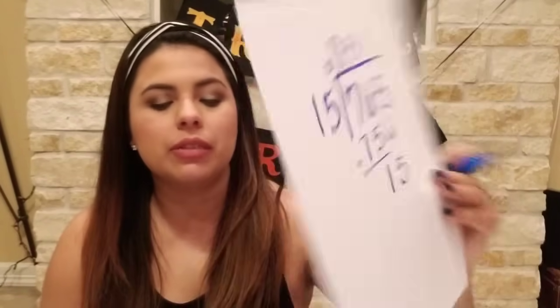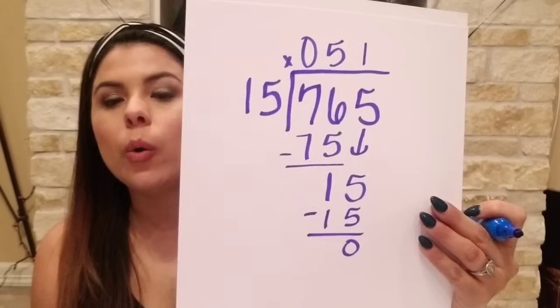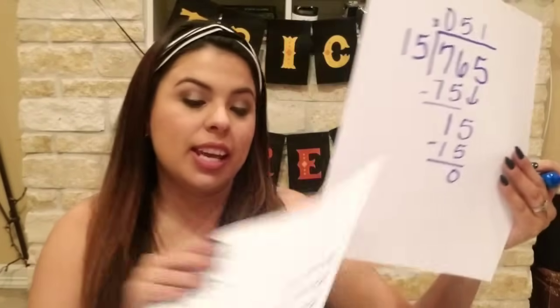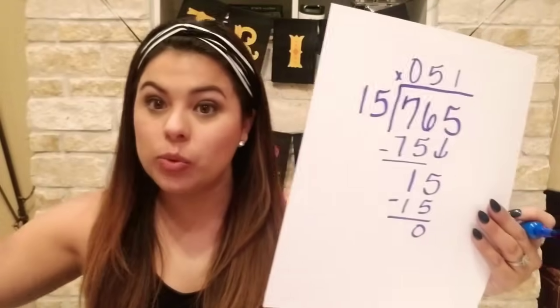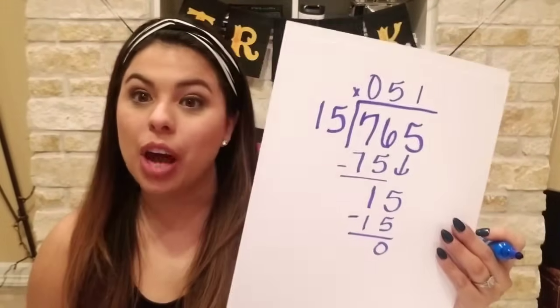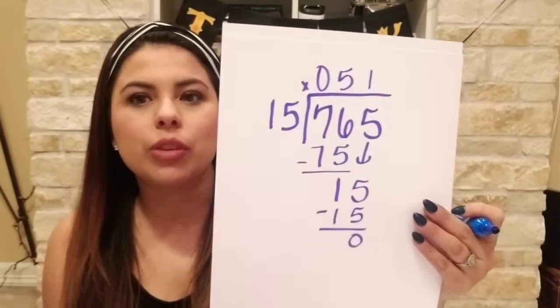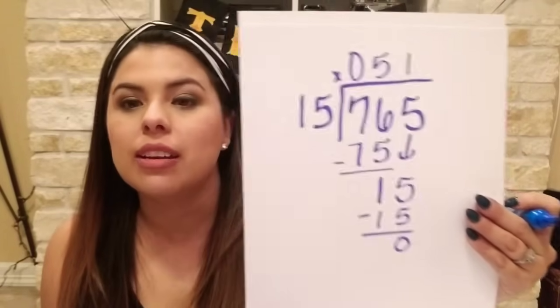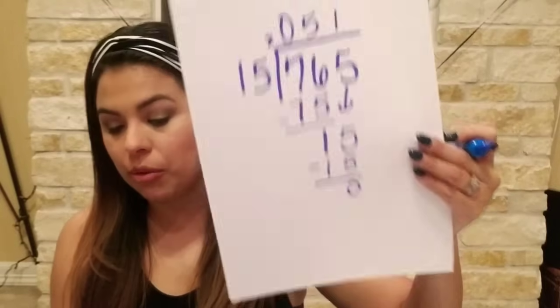15 times 1 is 15. So I'm taking away 15. And 15 minus 15 is 0. So no remainder. I like that. I like no remainders. And later this week, you guys are going to know what to do if you do have a remainder. So things are going to change. That's where 5th grade starts to change a little bit when it comes to division. We're going to start doing decimals and annex zeros and all that stuff. So this is what you should have for number 3.